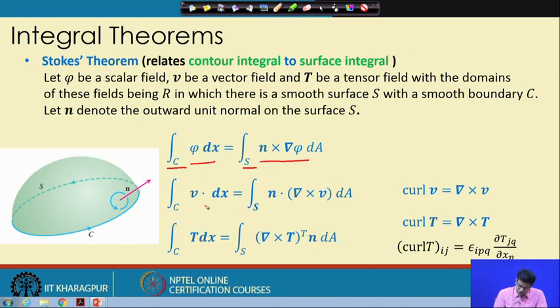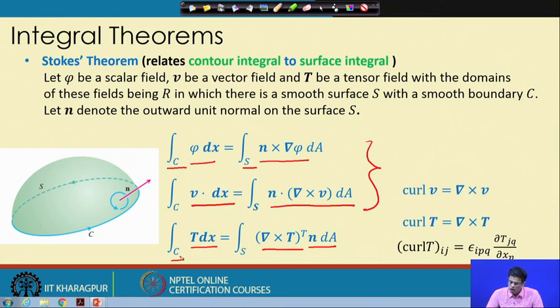Now, if this is a vector field, then the vector dot product, that is V dot dx, should equal n dot del cross V dA. Again, I will assume that you already know the proofs of these two things from your basic vector analysis course. Then, if I want to use this Stokes theorem for a tensor field, I can write the integral of del cross T transpose n dA equals the contour integral of T dx.